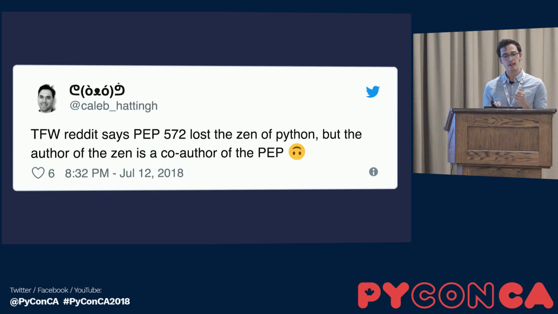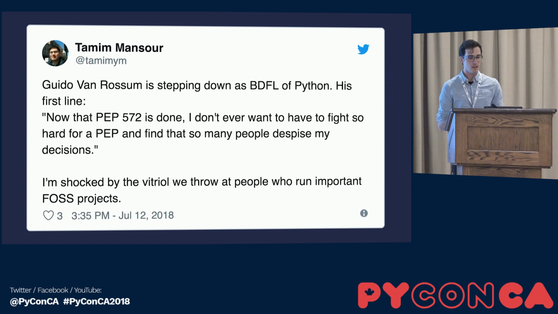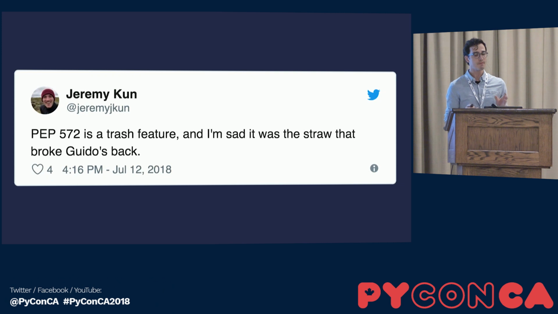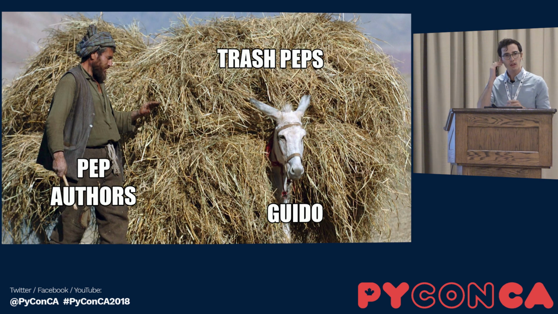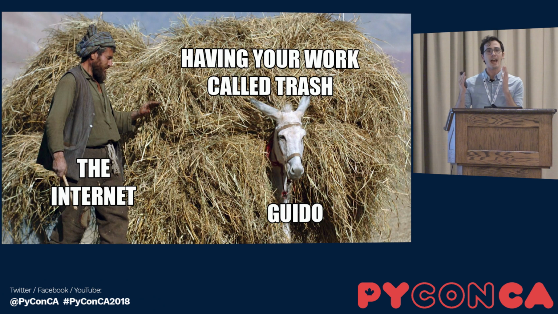This person says that feel when Reddit says PEP 572 lost the Zen of Python, but the author of the Zen is a co-author of the PEP. This person says, I am shocked by the vitriol that we throw at people who run important free and open software projects. And this person said, PEP 572 is a trash feature, and I'm sad that it was the straw that broke Guido's back. I want to be very clear here. We're talking about straws. The straw that broke Guido's back was not trash PEPs given to him by PEP authors. It was having your work called trash by people on the internet, right?